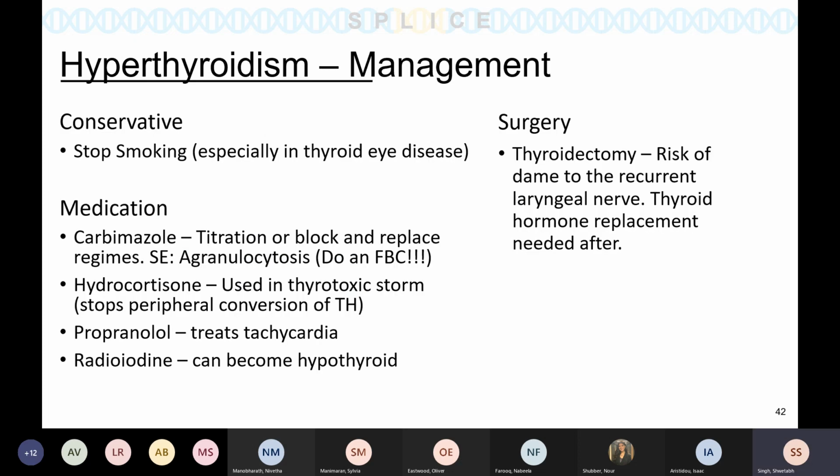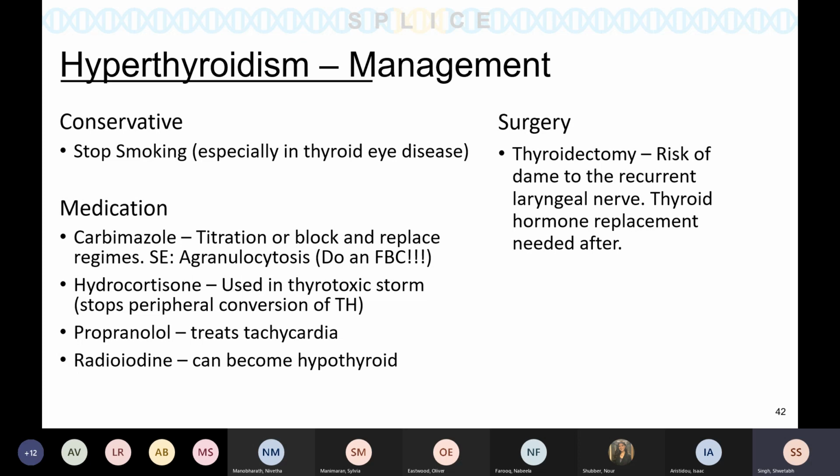So management. You've got conservative, medical, and surgical management, which is helpful in the OSCEs as well. It's a great way to order your thoughts and make sure that you're not all over the place. So conservatively, you can ask them to stop smoking if they've got thyroid eye disease, etc. Medication-wise, for hyperthyroidism, you've got carbimazole, which you can give to limit the production of thyroxine hormone.